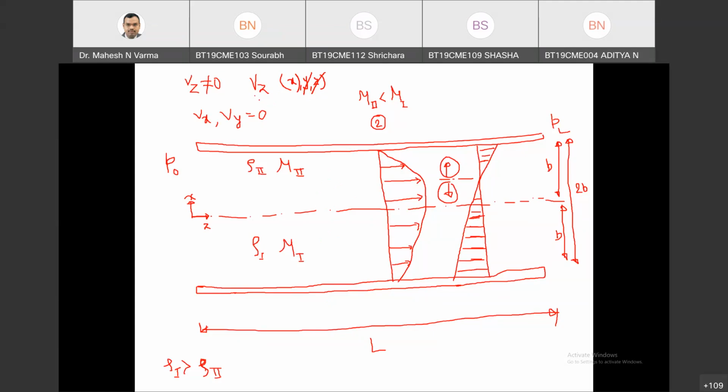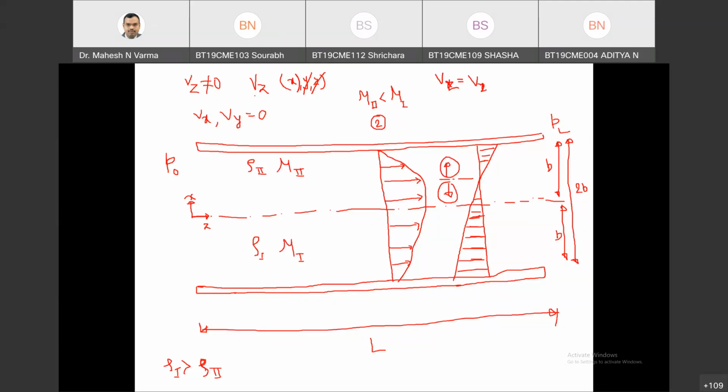So at the wall, velocity is 0, and as I am moving in X direction, the fluid is attaining some velocity under the influence of the pressure difference, P0 minus PL divided by L. Hence, velocity Vz is a function of X only.